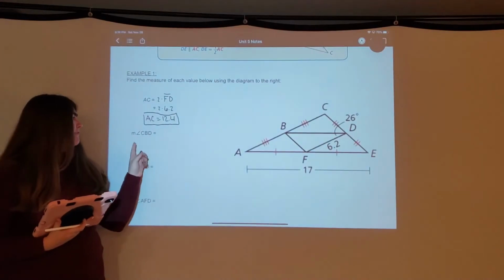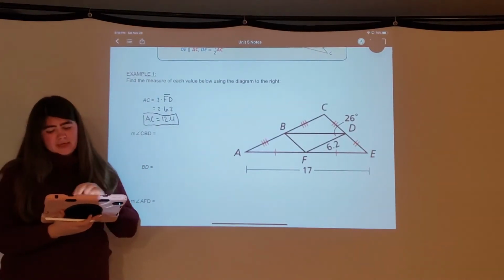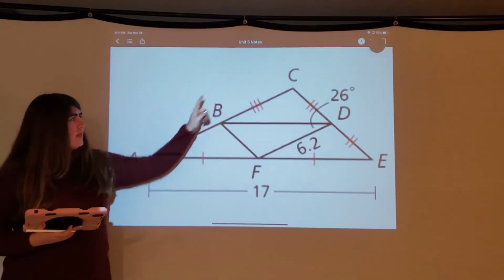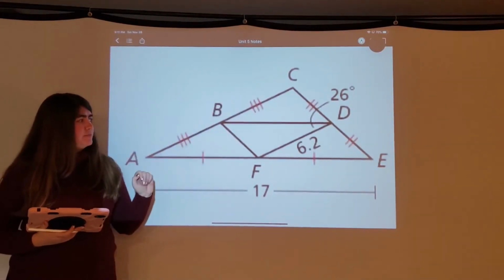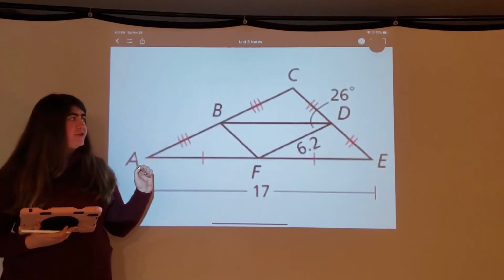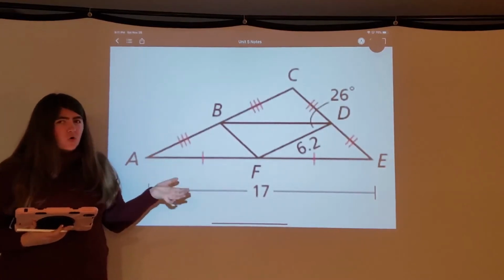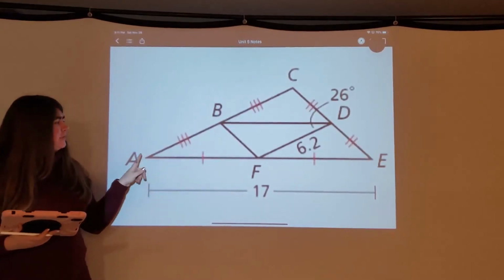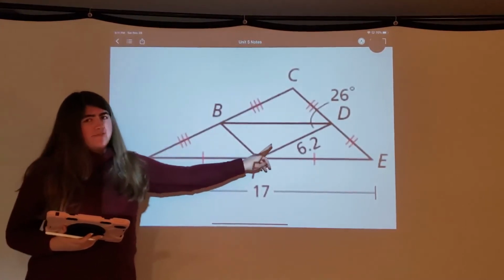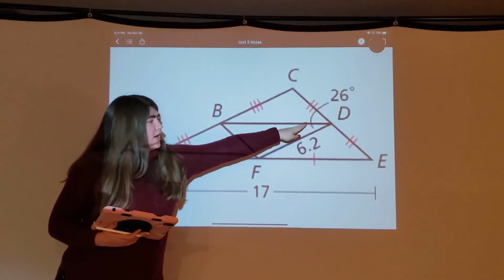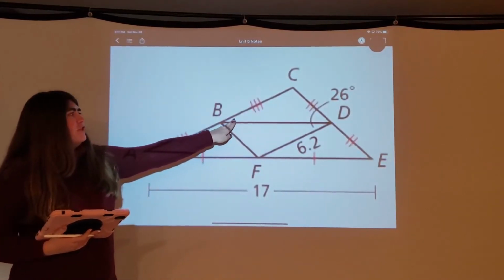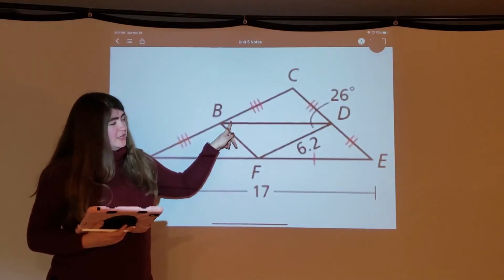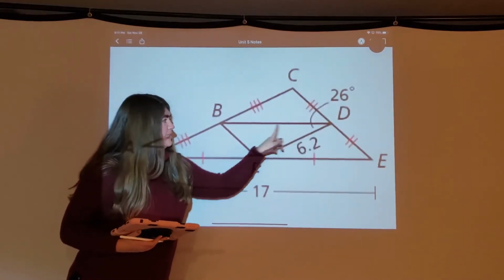Next, it asks me to find the measure of angle CBD. So if I'm looking at this picture here, I'm noticing that angle CBD is forming alternate interior angles with the only angle that has a marked measurement. So what's happening here is I have AC is parallel to FD, and these parallel lines are cut by this transversal such that angle CBD is an alternate interior angle with angle FDB.